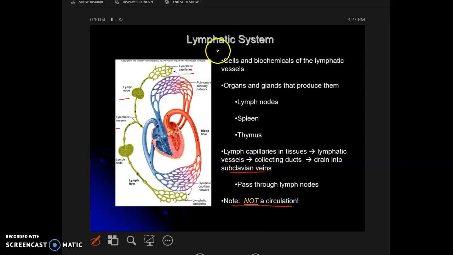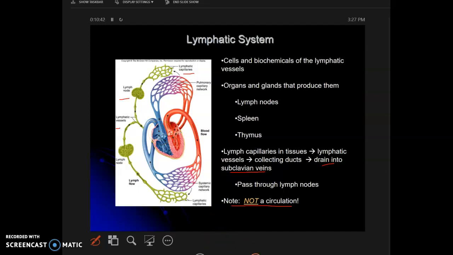All right, first and foremost, lymphatic system is not a circulation. What does it involve? It involves lymph, of course. This lymph is collected by lymph capillaries. The lymph capillaries drain into bigger vessels which pass through the lymph node. These vessels are the collecting ducts. These collecting ducts drain into where? Subclavian vein, which enters the right atrium, and in this way the lymph goes back into the blood.